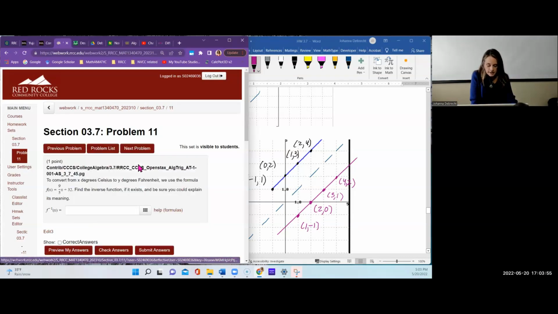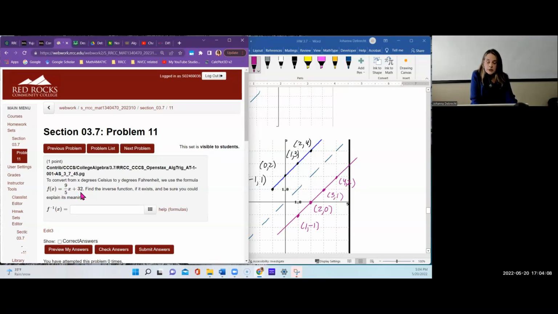Let's take a look at the next problem. In this problem, we're to convert from x degrees Celsius to y degrees Fahrenheit using the formula f of x equals 9/5 x plus 32. The right side is simply a slanted line with slope 9/5 and y-intercept of 32, the b.